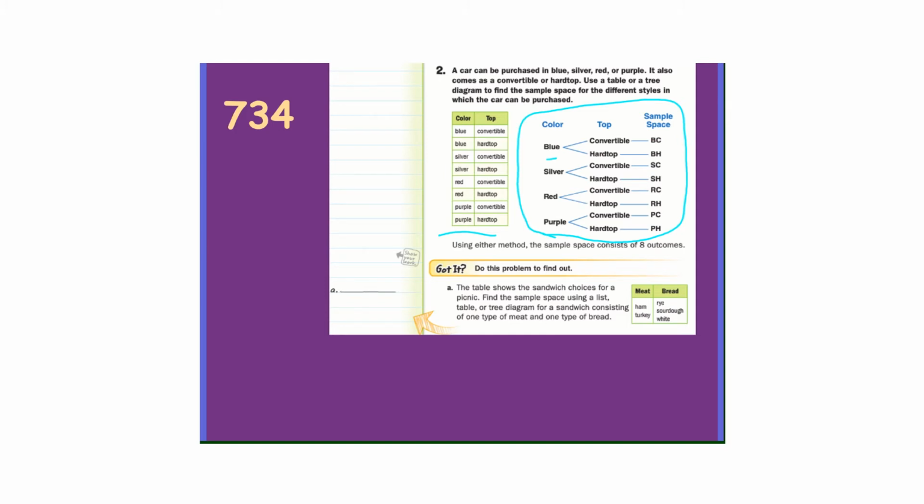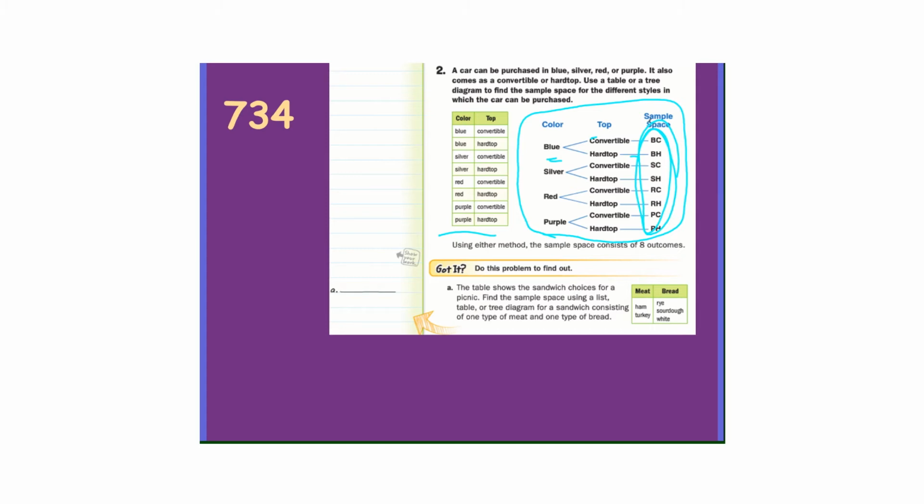It could be a blue convertible. It could be a blue hardtop. This is the sample space right here. Okay, so letter A. The table shows the sandwich choices for a picnic. Find the sample space. It means you have to list them. Find the sample space using a list, a table, or tree diagram.